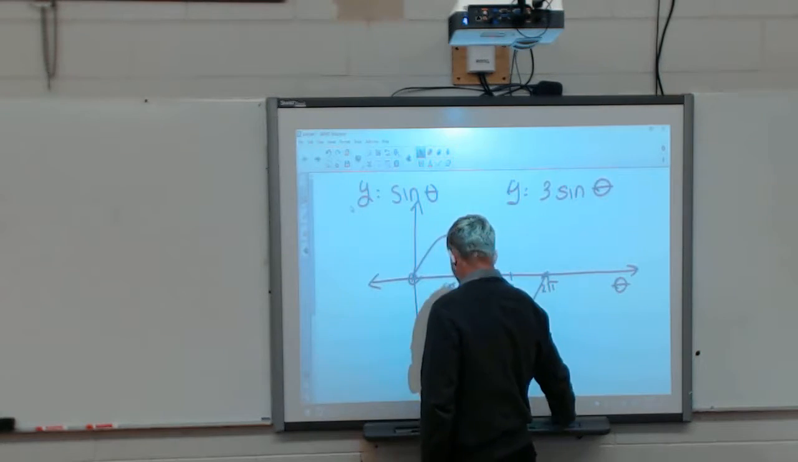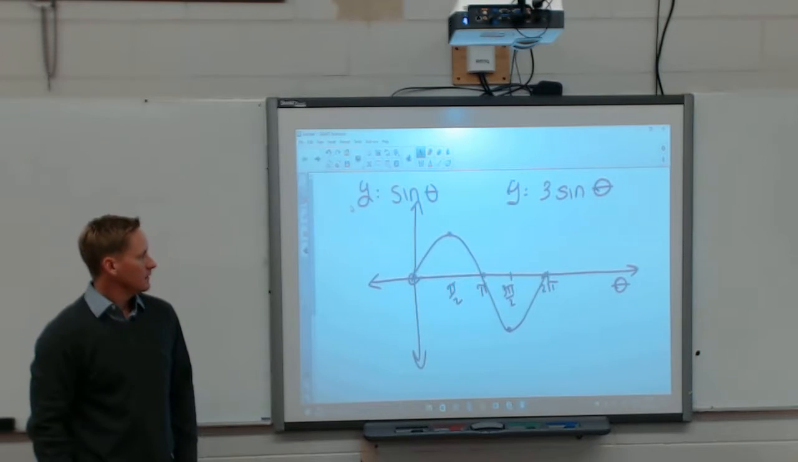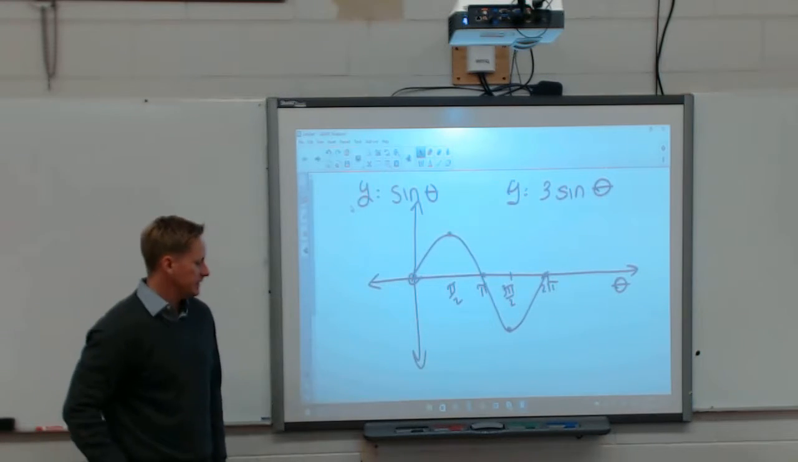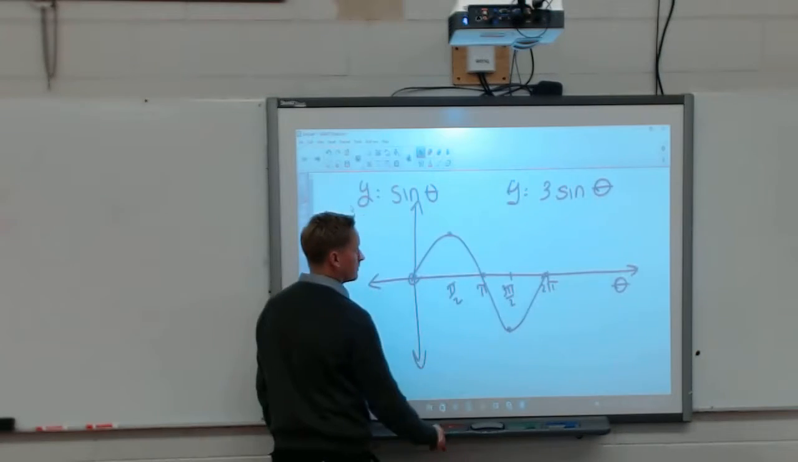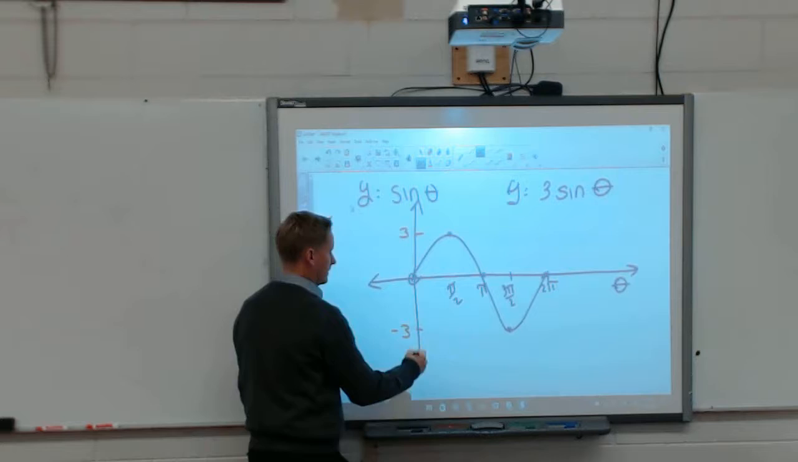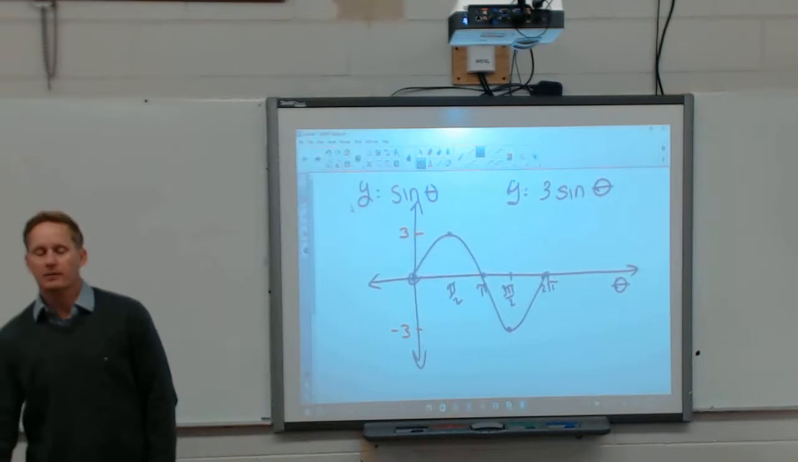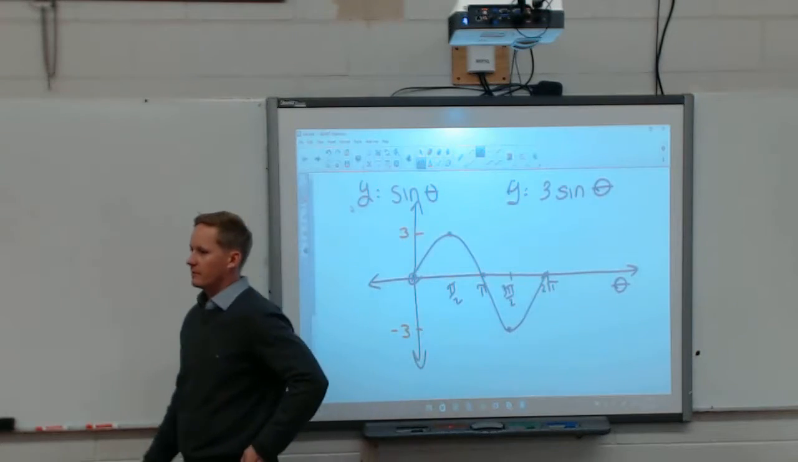what does that do to my graph? The amplitude is increased. The amplitude increases to 3. So my maximum becomes 3, my minimum becomes negative 3. So that's all that changes. This A value is referred to as the amplitude. Okay?